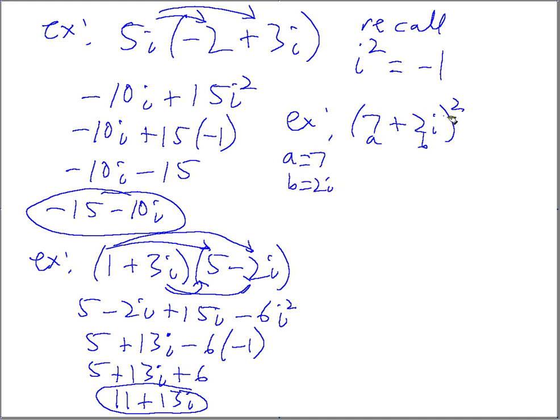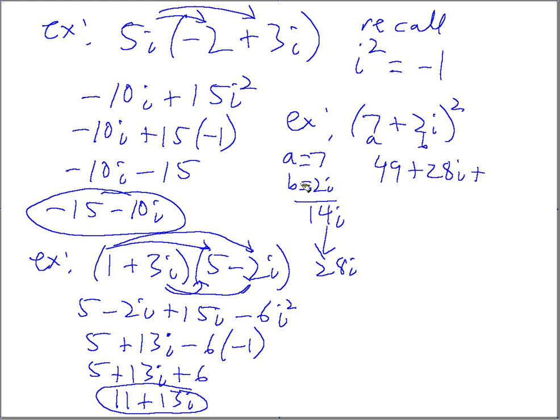So a squared, let's recall that formula. a squared is 7 squared, so 49. Plus 2ab, the middle term. So a times b is 14i here. Double it, so 28i. So plus 28i, that's 2ab.